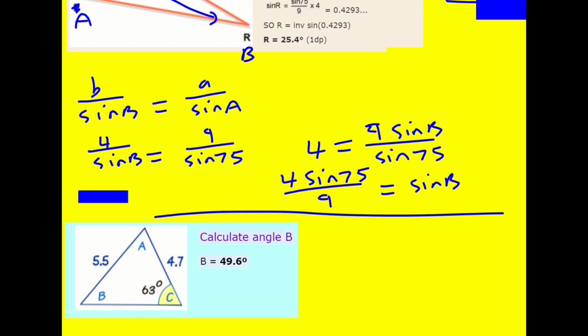So they've labelled it, and it's okay, so I'll stick with their labelling. This is going to be little c, and this is going to be little b. We're going to have that sine B over little b, which is 4.7, equals sine 63 over 5.5. Multiply 3 by 4.7.